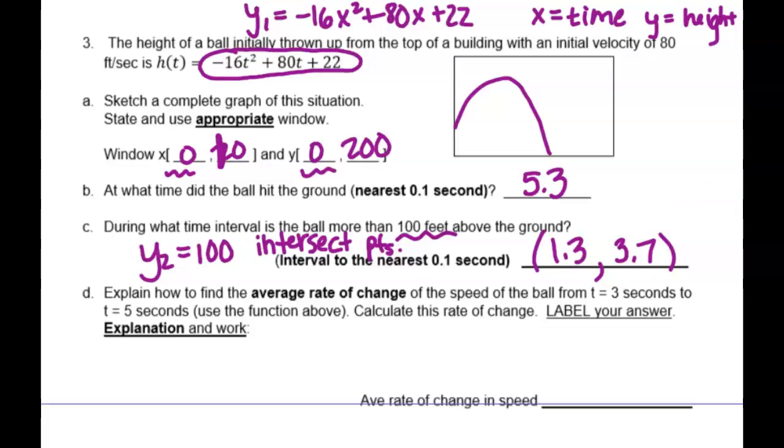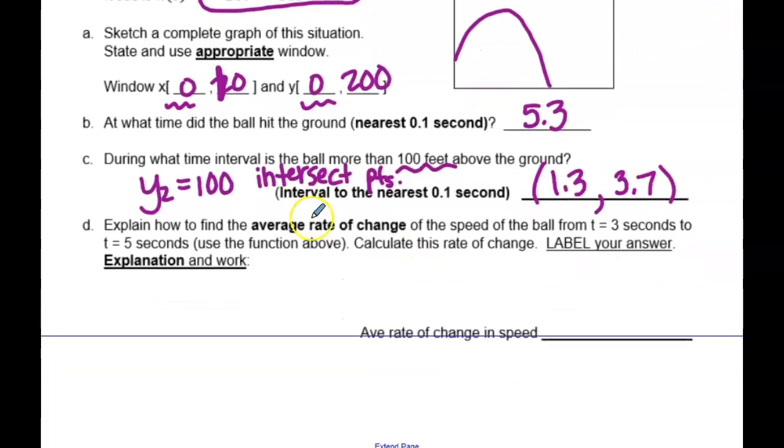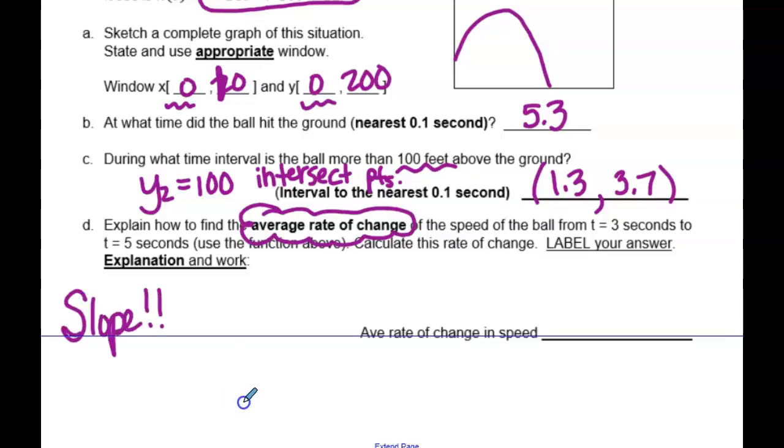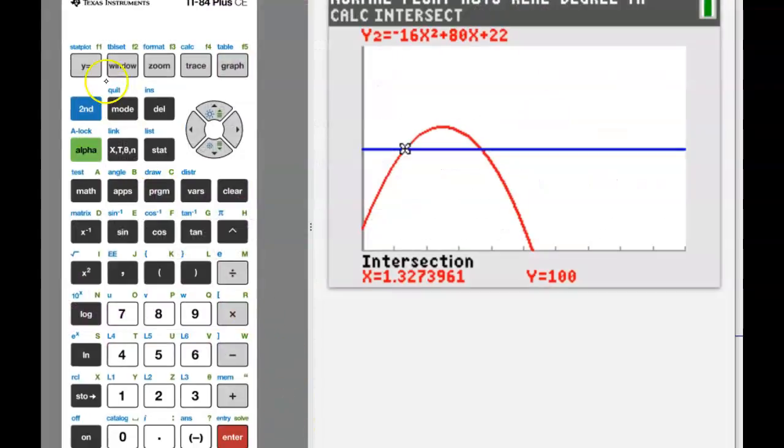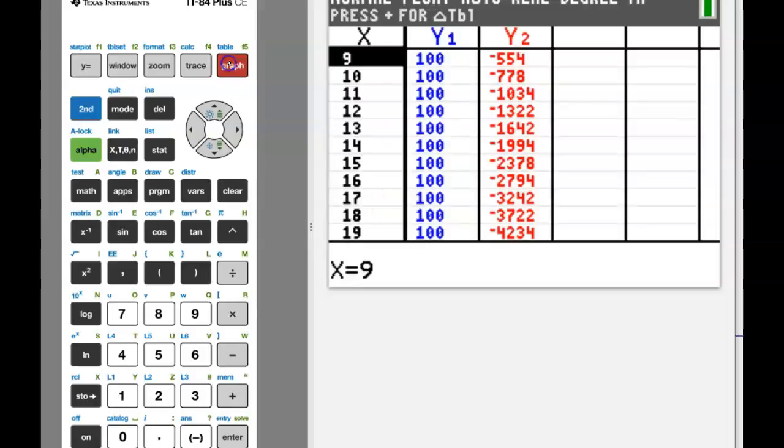I'm really worried about this question. Does anybody remember what average rate of change even means? It means slope, okay? From when it was 3 seconds until it was 5 seconds. Where could we get that easily? Yeah, we could trace, but we could also go to the table.